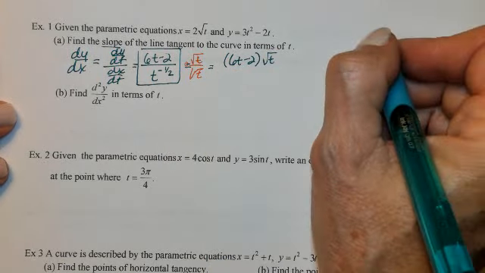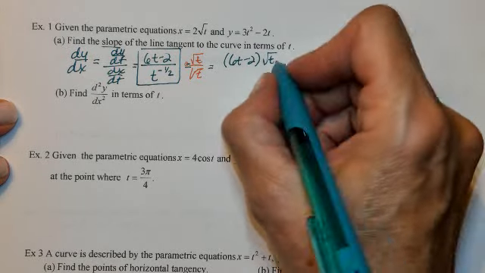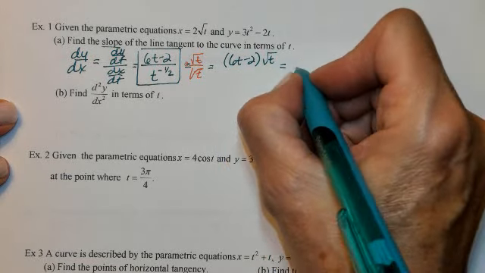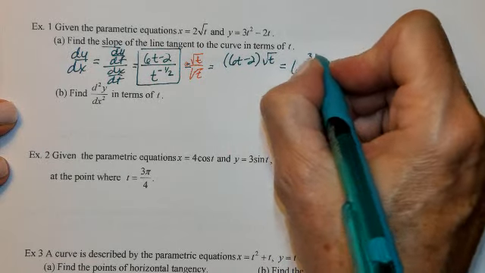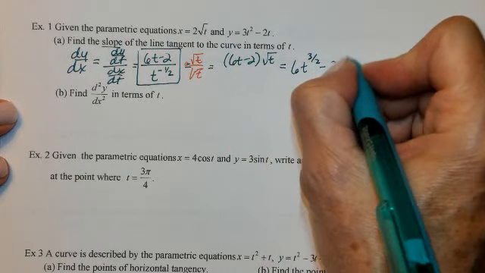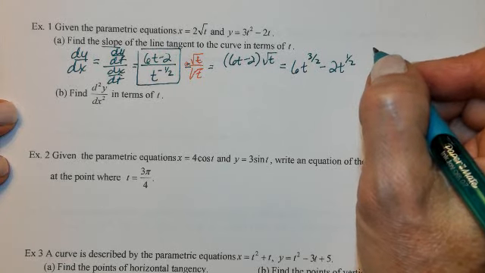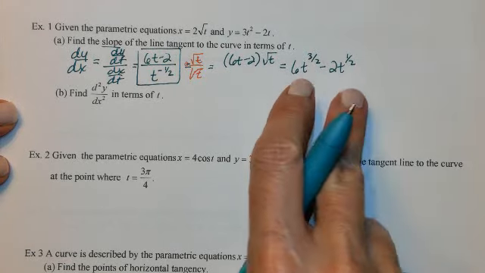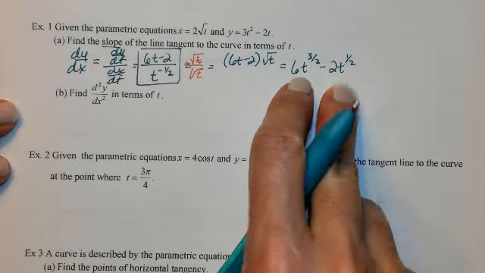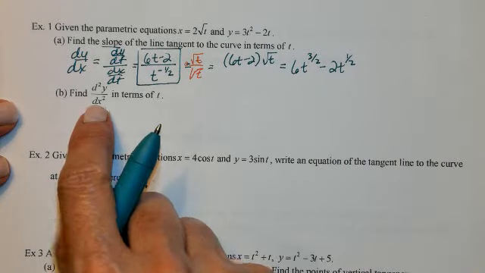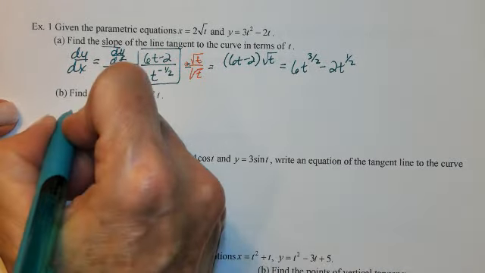Another thing I could write that as, I could distribute that square root of t in, and then I would get 6t to the 3/2 minus 2t to the 1/2, or square root of t there. Sometimes it's beneficial to do this if we do have to find the second derivative. All right. Second derivative time.